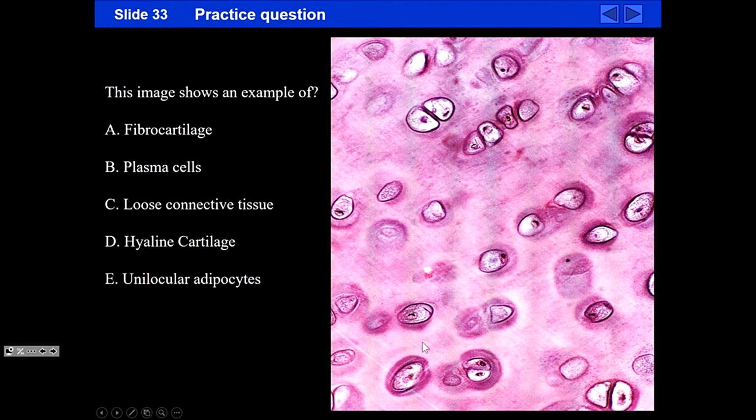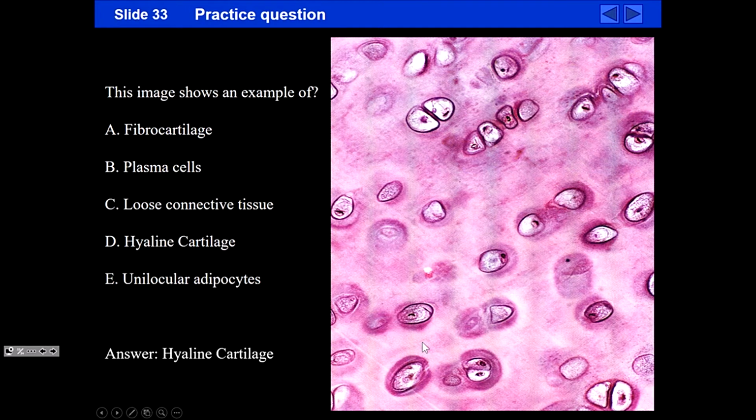Here's our question. People have problems with this, so I'm going to give you a little time. The image shows an example of one of those five. What histologically, this could be a lab exam question. You'd see this picture and I'd ask you, what is it? It's a pretty straightforward question, but some people have difficulty with it. Takes a little while to figure it out. Okay, have you all taken your guess in your mind? It's hyaline cartilage.